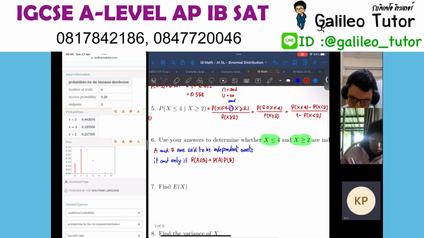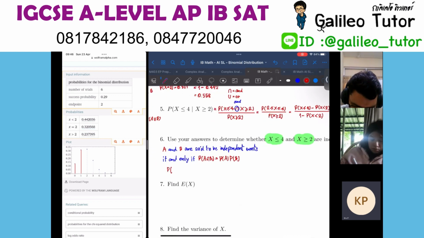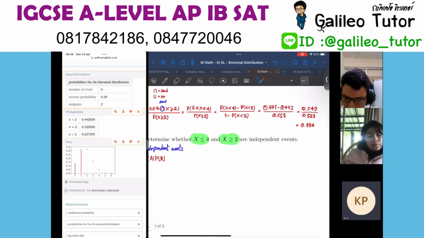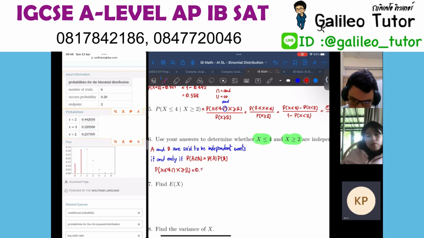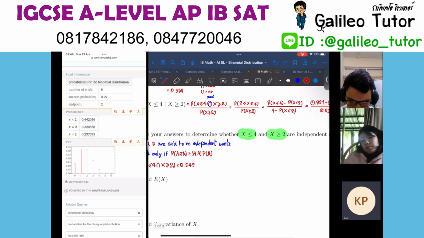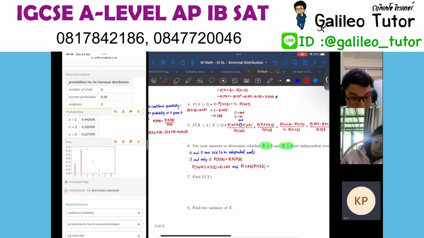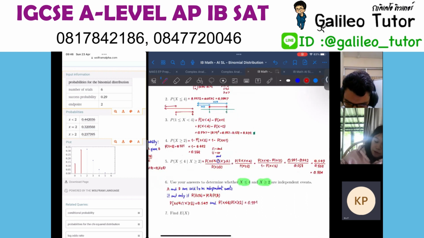Now, my question is, what is the probability of x less than or equal to 4 intersection x greater than or equal to 2? 0.549, right? In the numerator, it is 0.549. Now, what about its product? The probability of x less than or equal to 4 times the probability of x greater than or equal to 2. This product, you got one, right? Oh, 0.549. No.